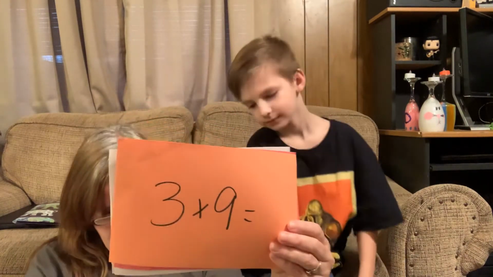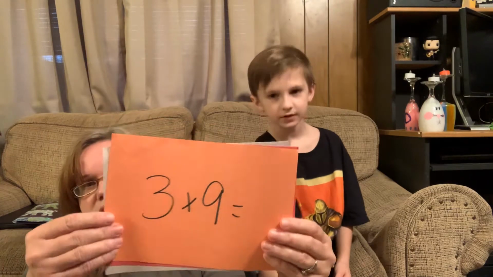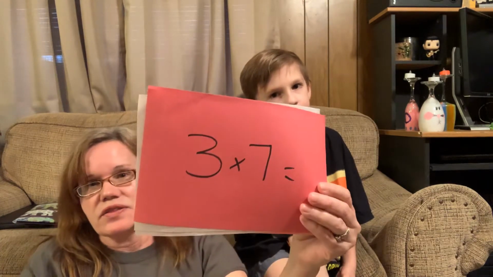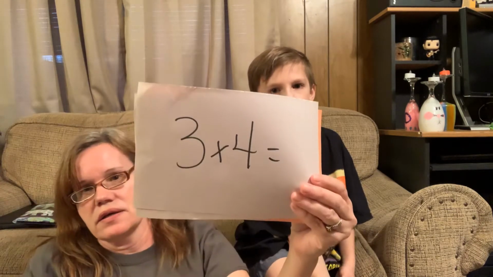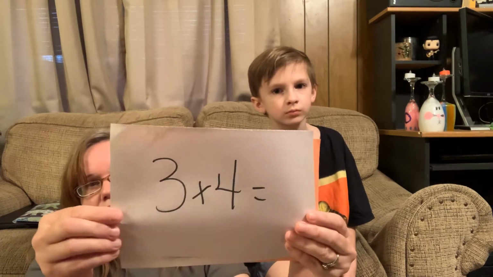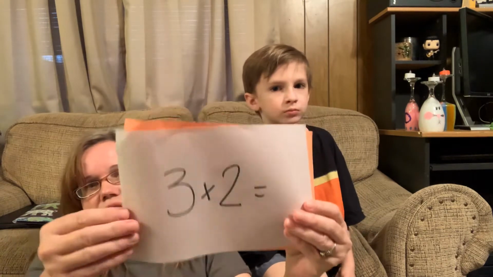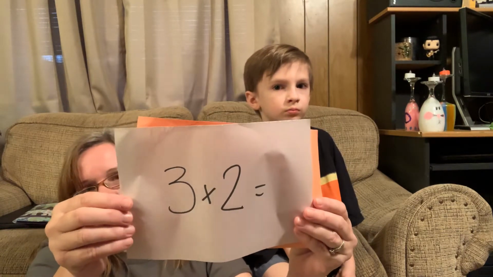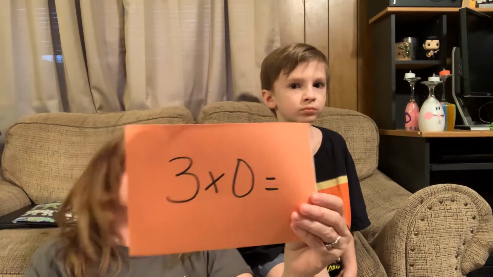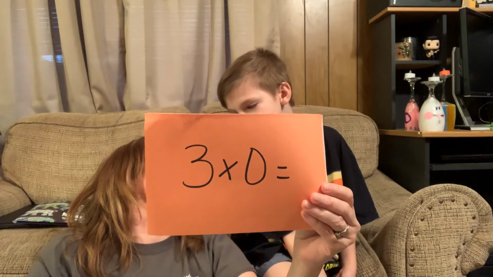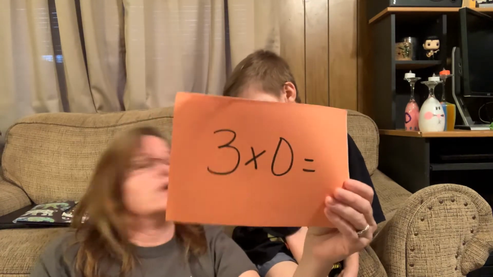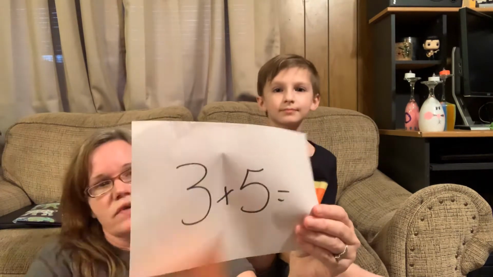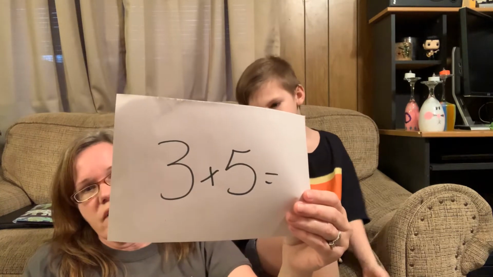3 times 9 equals 27. 3 times 7 equals 21. 3 times 4 equals 12. 3 times 2 equals 6. 3 times 0 equals 30. Anything times 0 equals 0. 3 times 0 equals 0. And 3 times 5 equals 15.